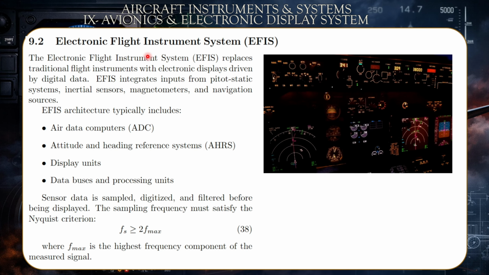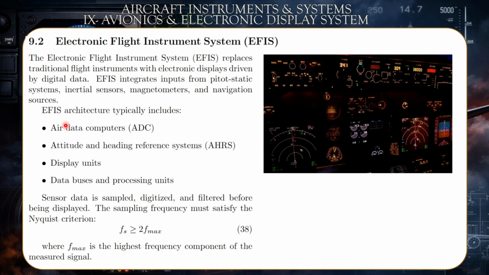EFIS, or Electronic Flight Instrument System. The EFIS replaces traditional flight instruments with electronic displays driven by digital data. EFIS integrates inputs from pitot-static systems, inertial sensors, magnetometers for navigation, and navigation sources. Inertial sources give the slip and other parameters, and the RPM, for example.